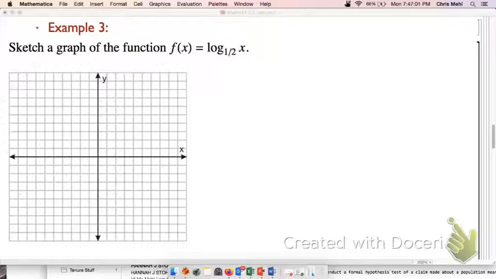Okay, so we've talked a little bit about the definition of a logarithmic function. Let's talk about the graph of a logarithmic function. Suppose I want to sketch a graph of the function f of x equals log base 1/2 of x.